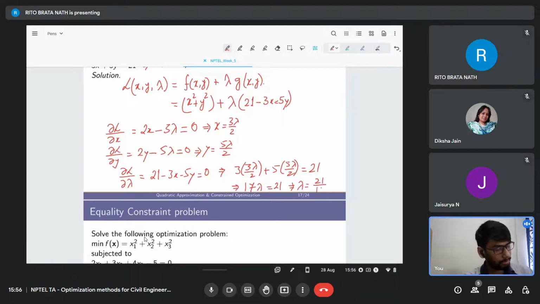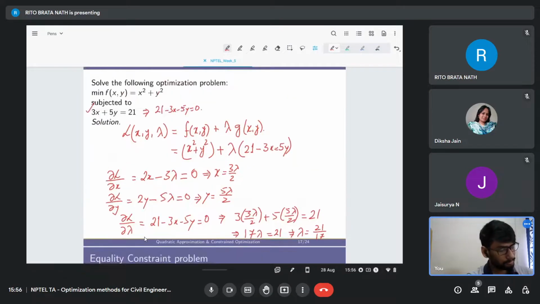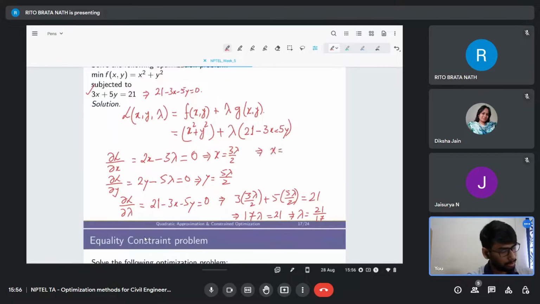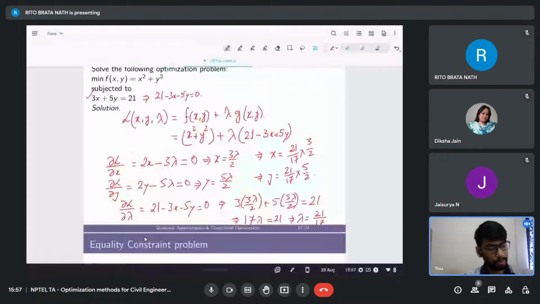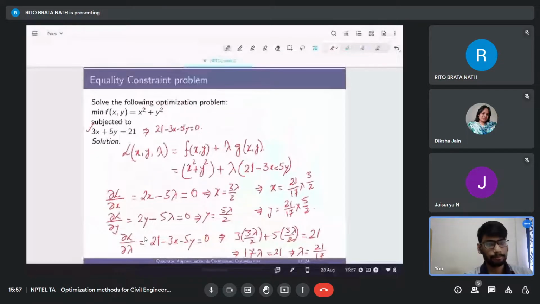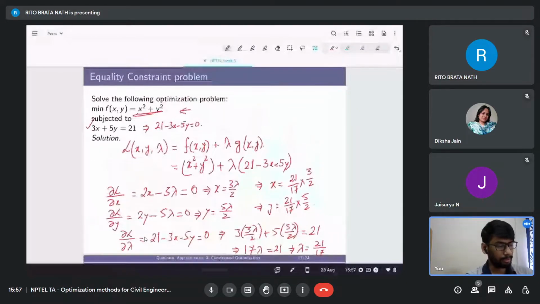And finally, what you will be left with is your x will be 21 by 17 multiplied by 3 by 2, and your y will be 21 by 17 times 5 by 2. So this will be your final answer. You plug this x and y value and you will get the optimum solution here. So this is pretty simple. That's how you solve the problems with equality constraints. So let me take another problem.